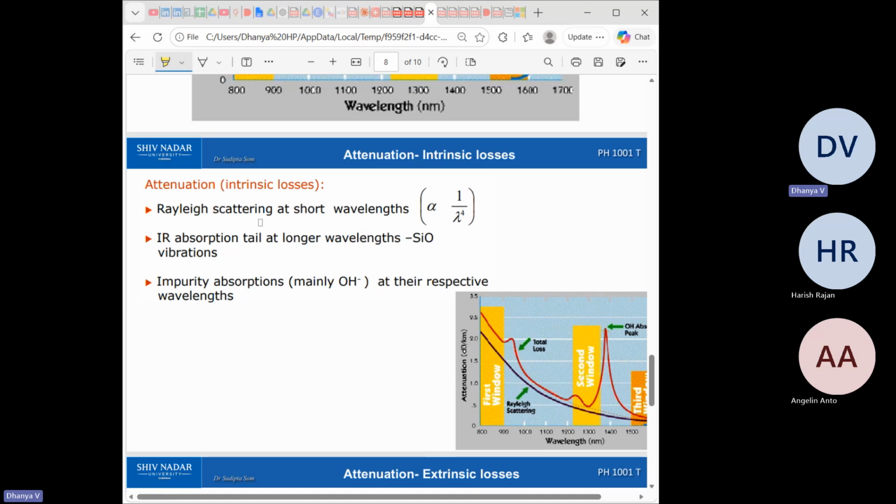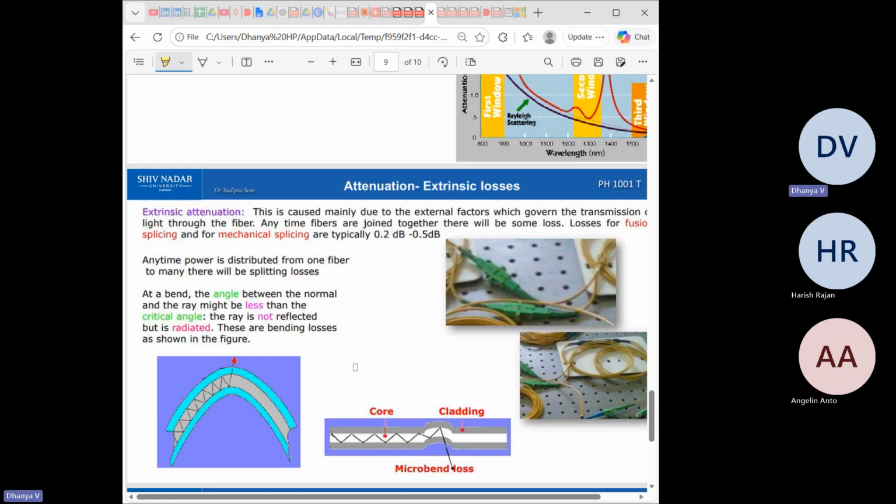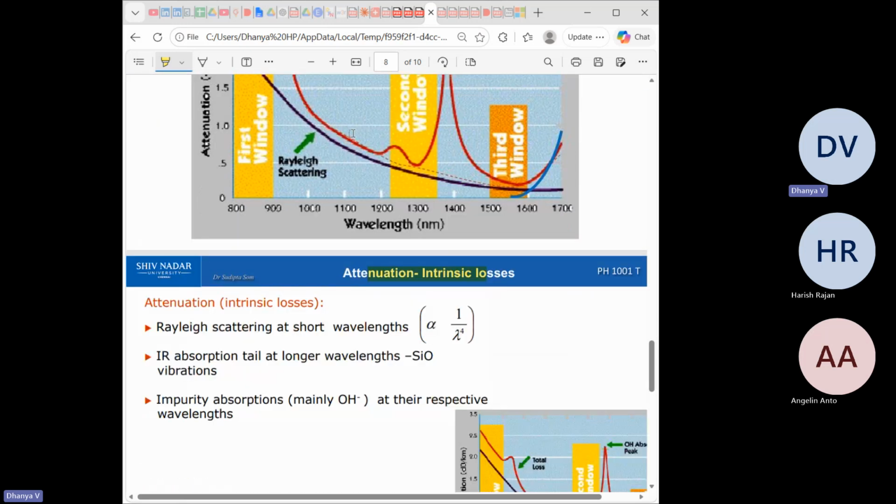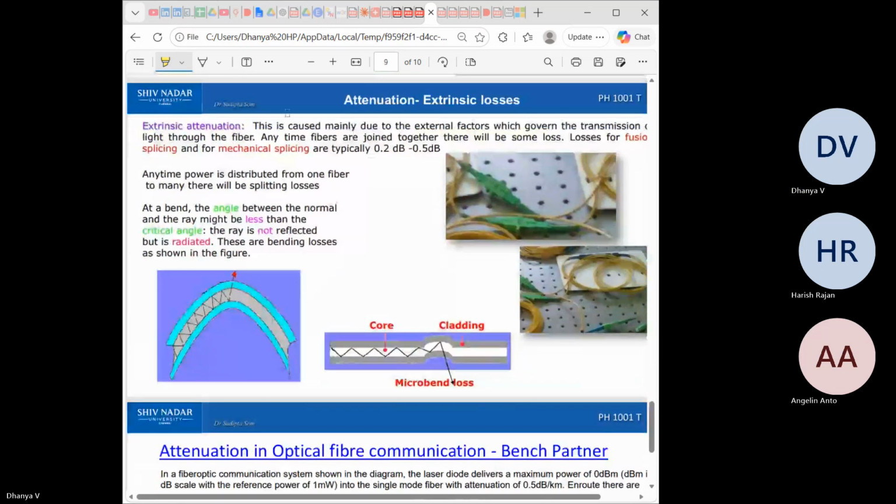You know what? They actually asked this for 10 marks. This was one of the questions for 10 marks. I understand that you won't be able to write enough for 10 marks, but you have to draw this diagram and write these 3 points, and that's all. And then, attenuation extrinsic losses.